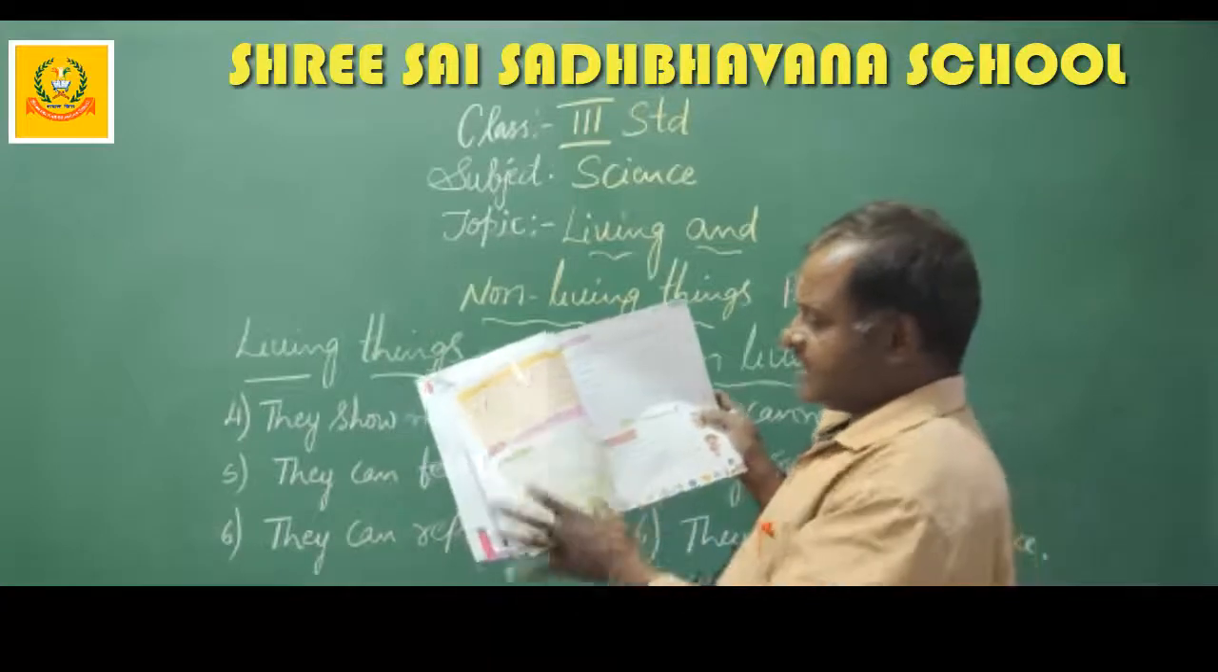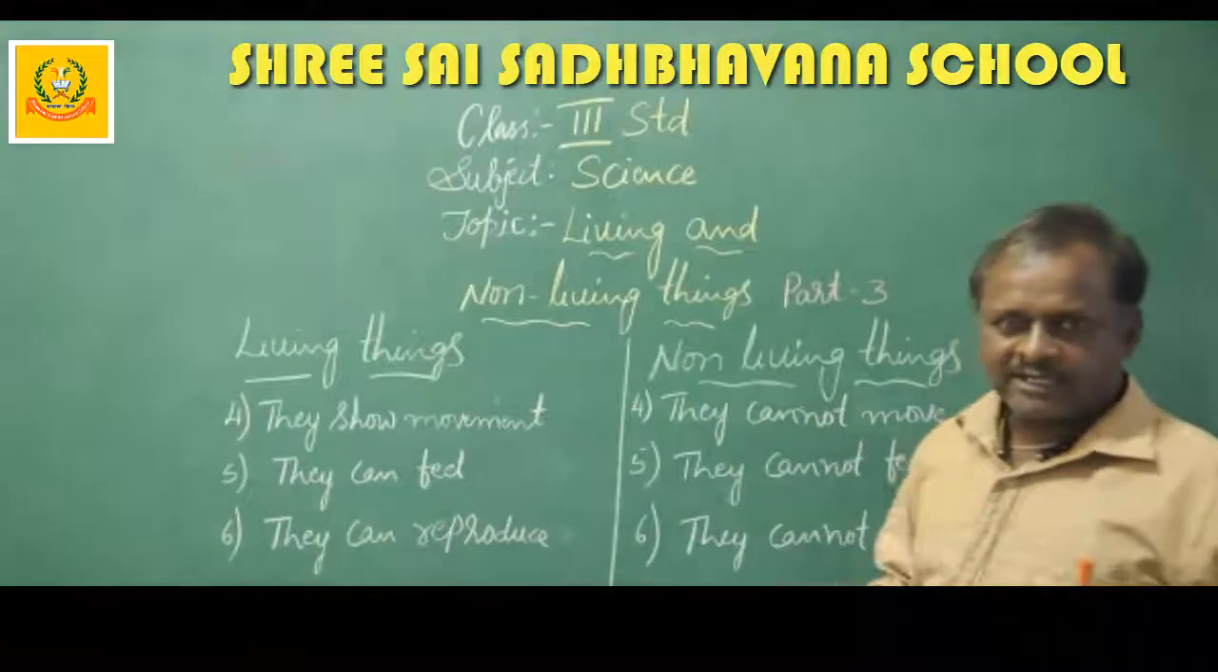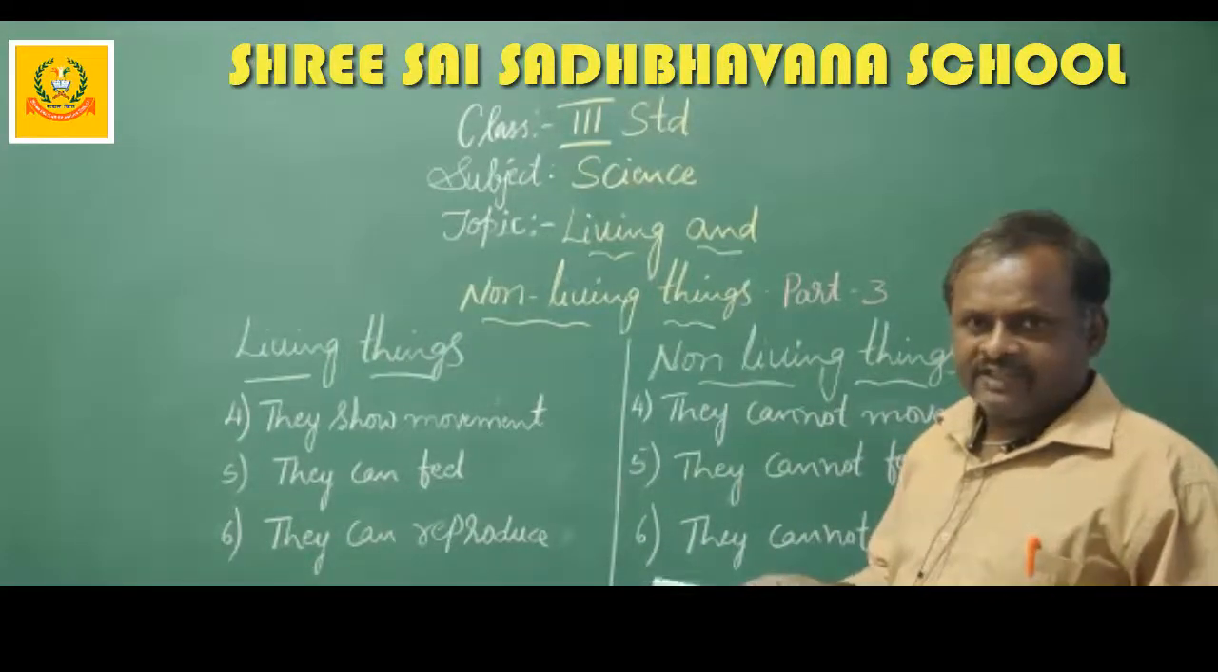So these are the characteristics. So this is about the living and non-living things chapter. I hope all of you understand very well.